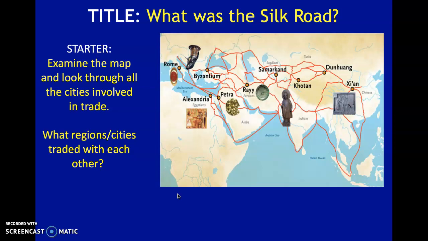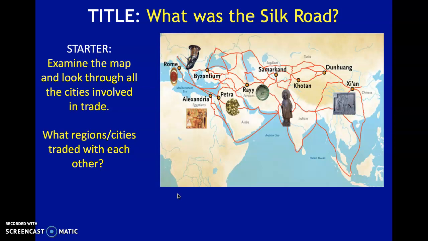What I want you to do for the first activity of this lesson is study this map quite closely, familiarize yourself with it, and start listing all the regions or cities, those are the places that are labeled, that traded with each other.